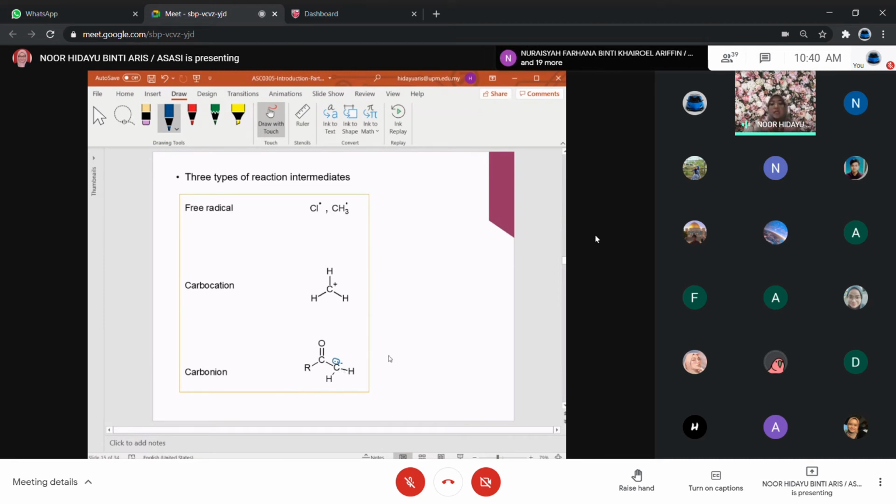So apa syarat dia? Dia kena menderma lah. Dia kena derma atom dia. So that dia baru boleh form a new bond. Okay, carbanion, carbon with negatively charged. Okay, terlebih elektron. Ataupun act as a Lewis base. Yang ni act as a Lewis acid.